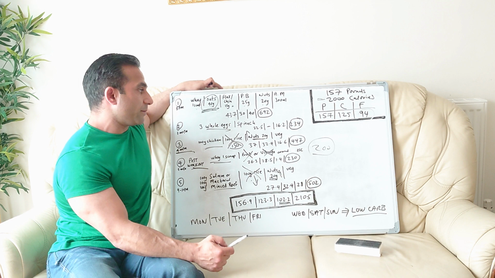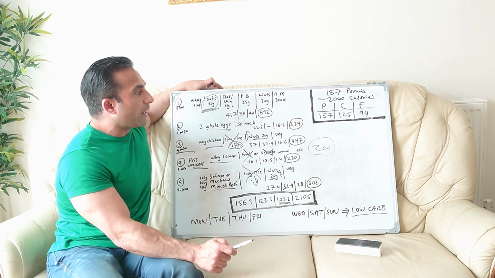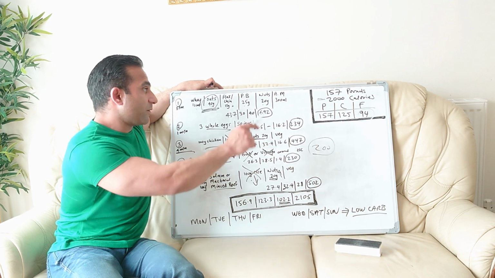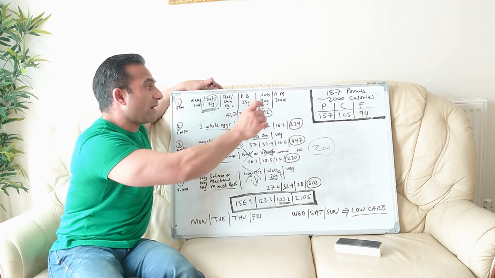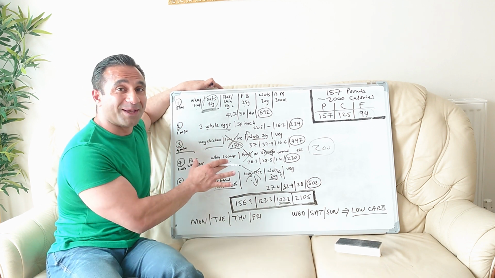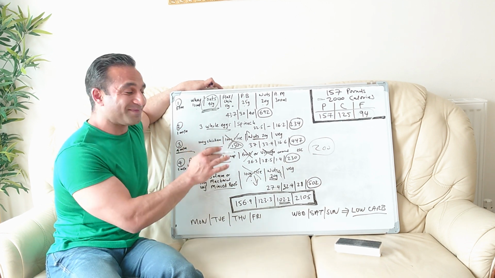So there you have it, guys. That's my full diet plan. I've showed you how I'm going to carb cycle. We've got the calories, we've got the macro split, we've got everything covered. And now I just have to stick to that, which is the hard bit.